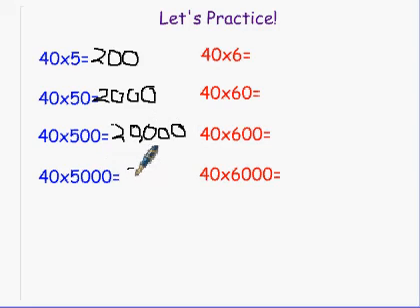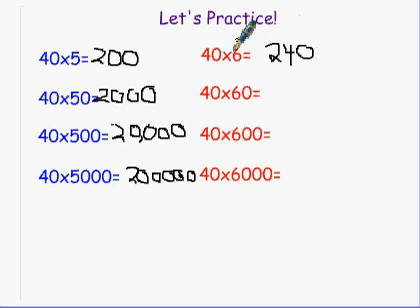4 times 5 is 20. 1, 2, 3, 4 zeros. If I only had 4 zeros, that's not quite right. I have to remember that 20 was my answer, and there were 1, 2, 3, 4 zeros I've got to put in behind the 20. Here's my 20. 1, 2, 3, 4 zeros behind my original 20. Like this.